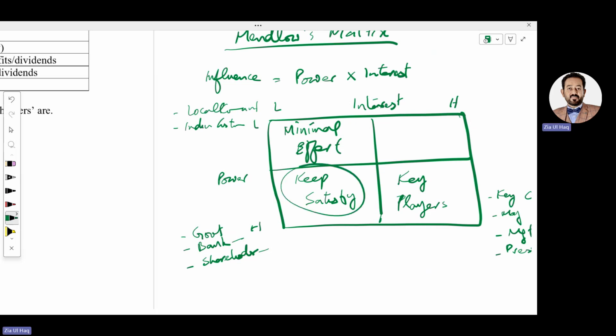If you are not satisfying them, like not paying tax, not complying with law and regulation, not paying return to them, their interest will be awakened. And with awakened interest, their interest will be high, they will become key player and they will affect you.